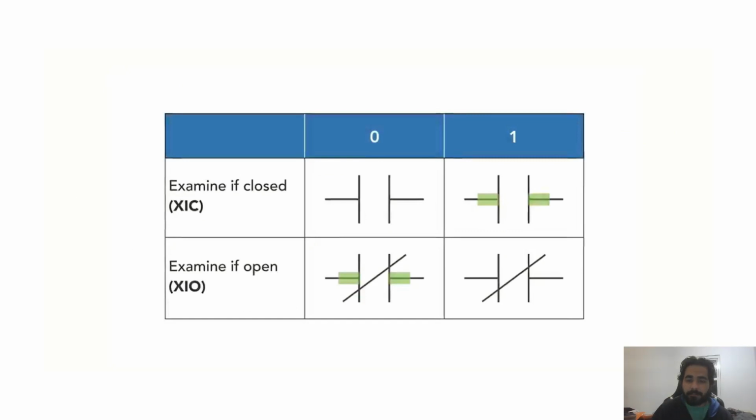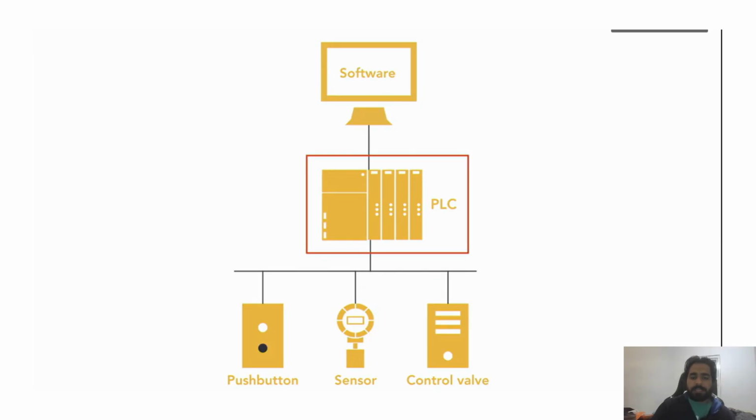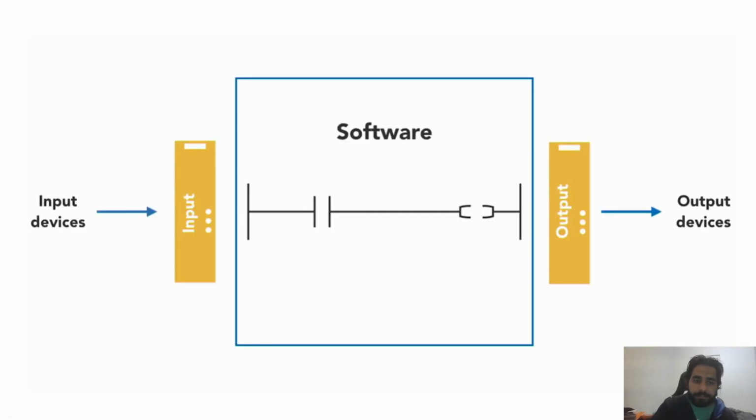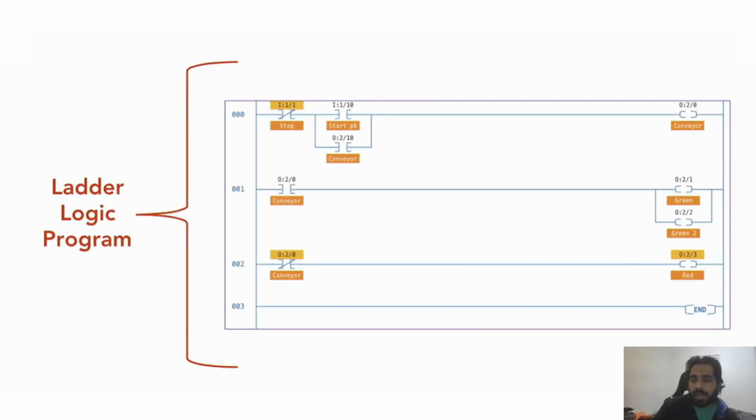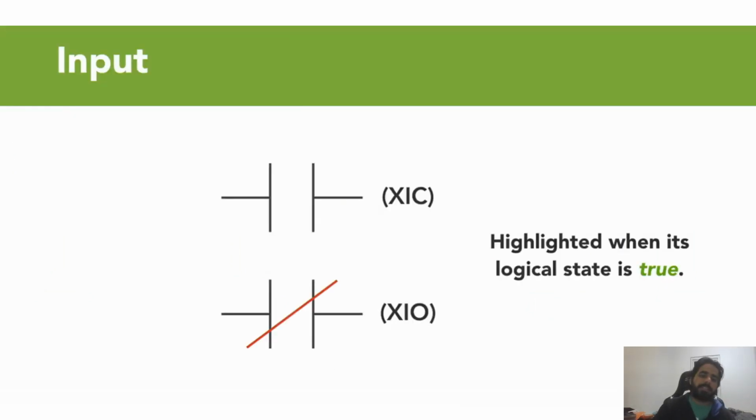So XIC and XIO are important notations. Usually if the symbol is like this, it looks like a capacitor kind of thing, with two plates. It means it's closed. However, if you see a diagonal here, it means it is open, and it's allowing the current to go through it. And as I explained earlier, you will be providing a signal to the PLC, and the PLC will be controlling other output things. Now I will demonstrate some examples.